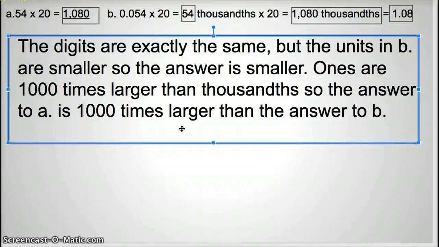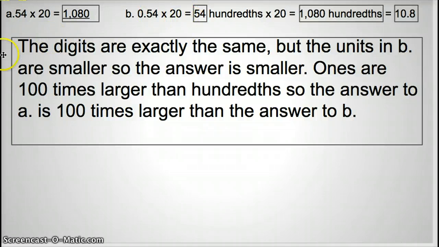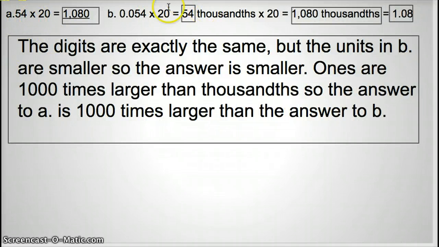Okay, so this is exactly the same thing. I'm just going to explain it a little bit differently because I now have comparing 54 ones to 54 thousandths. Again, the digits are exactly the same, but the units in B are smaller, so the answer is smaller. Ones are 1,000 times larger than thousandths, so the answer to A is 1,000 times larger than the answer to B. Hopefully this makes sense to you. Ones to tenths is 10 times larger. Ones to hundredths is 100 times larger. Ones to thousandths is 1,000 times larger.